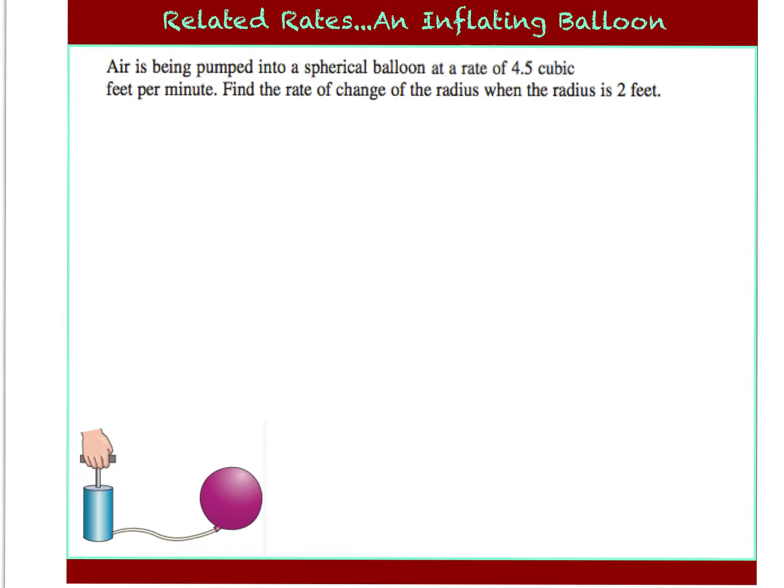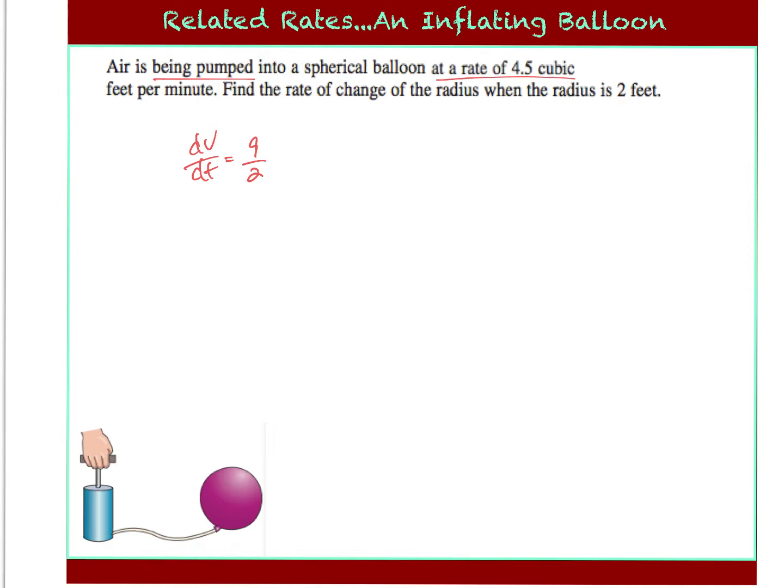Air is being pumped at a rate of that. So what does that mean? When we pump air into it, is that creating area? No, that's creating volume. So my volume is changing at a rate of 4.5 cubic feet per minute. So how do I write that? That's dV/dt is equal to, I'm going to call it 9/2 because I don't like the decimal. Okay. All right. And then let's keep reading.